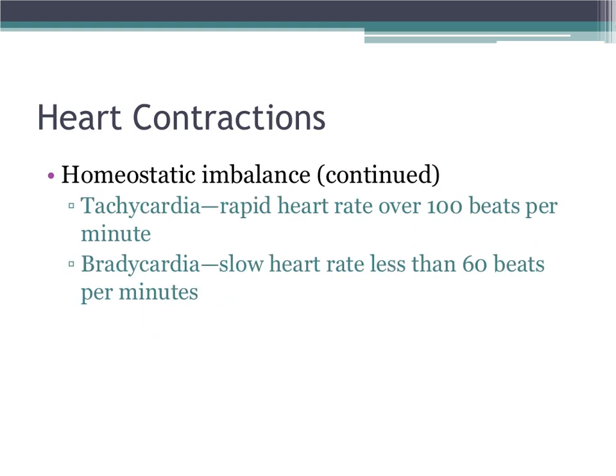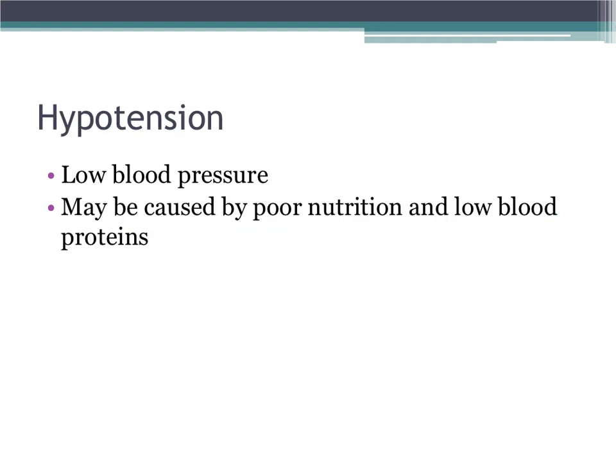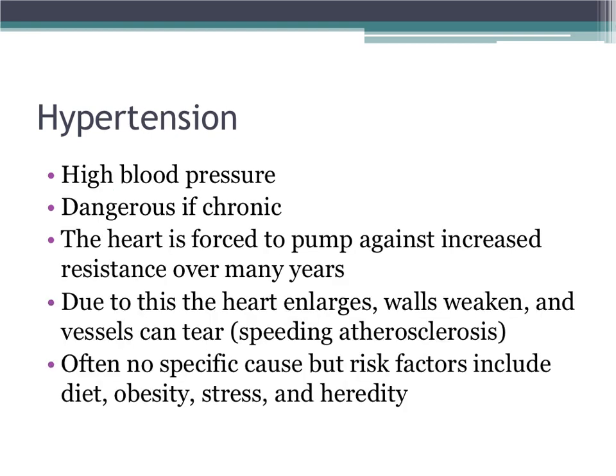We've also mentioned in previous lectures tachycardia, which is when you have a rapid heart rate that's not due to exercise, it's your resting heart rate, or bradycardia, which is when you have a slow heart rate less than 60 at rest. Hypotension is low blood pressure, and it can be caused by poor nutrition or low blood proteins.